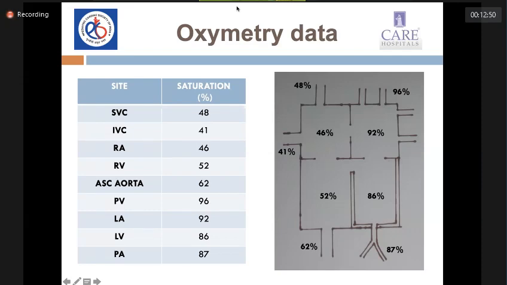That is the reason you will see the arteriovenous saturation difference. Normal arteriovenous saturation difference is 25 to 30. In case of low cardiac output, heart failure patients, severe pulmonary hypertension, or hypoxemia patients, the SVC saturations will be significantly dropped.